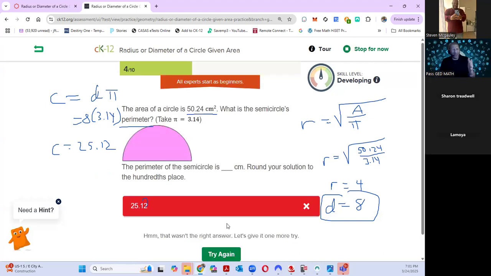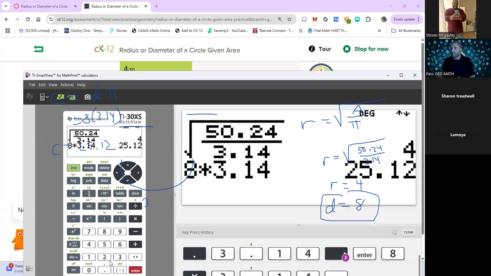Hold on, Mr. Tizzy, it says round it to the hundredths, please. Walk us through step by step how to do this problem, and then we get the wrong answer? Because this is what you've got to remember. What we found the circumference of was the full circle, not the half. We only have half a circle. So we have to divide 25.12 by 2.